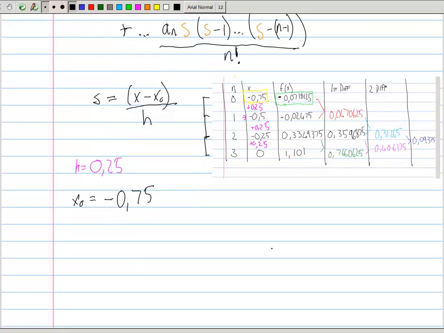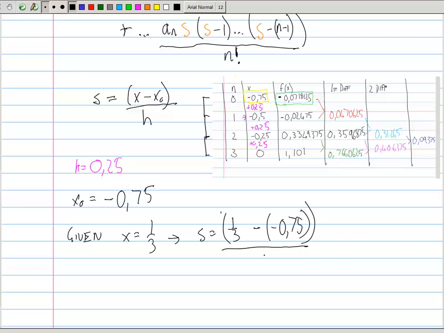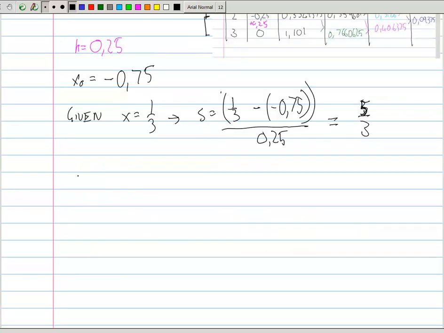Our x in this case, we've been told x is going to be equal to a third. So given x is equal to 1 over 3, we can then state s is going to be equal to 1 over 3 minus our x0, which is minus 0.75, divided by h, which is 0.25. And if we input that, we should end up getting our term for s, and that should be approximately 5 over 3. So let's construct our P1.